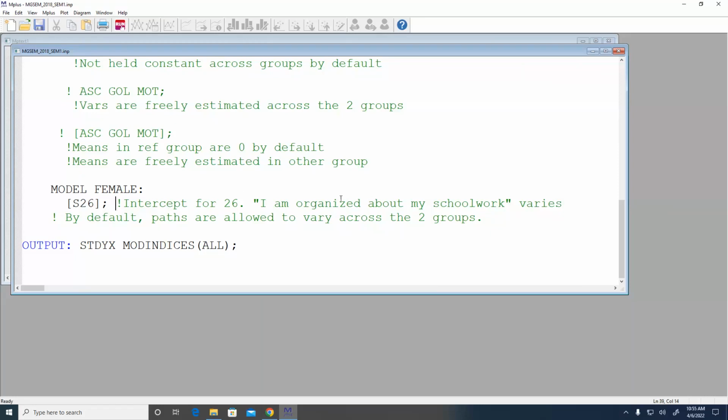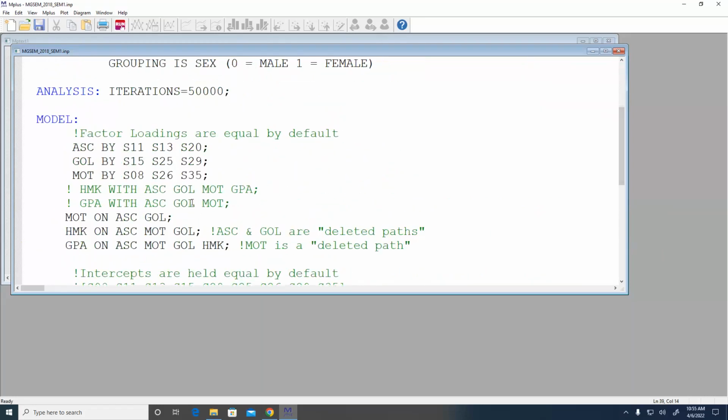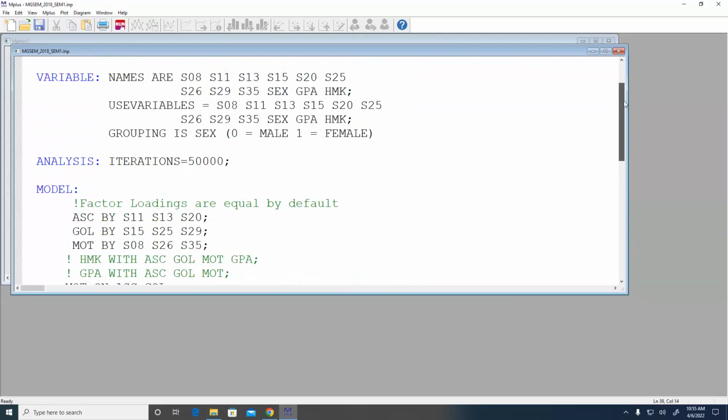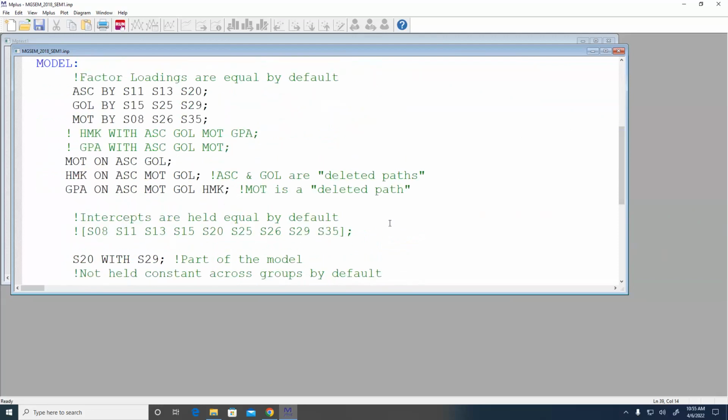So all I've done, if we look up here, is this just looks like a single group model. It's the exact same code. If you went back to week 4, this is the exact same code we used in week 4 for a single group model. I just put it in the model statement, but because I say grouping is sex, it's going to actually run a multiple group model. Follow the logic there? Yes.